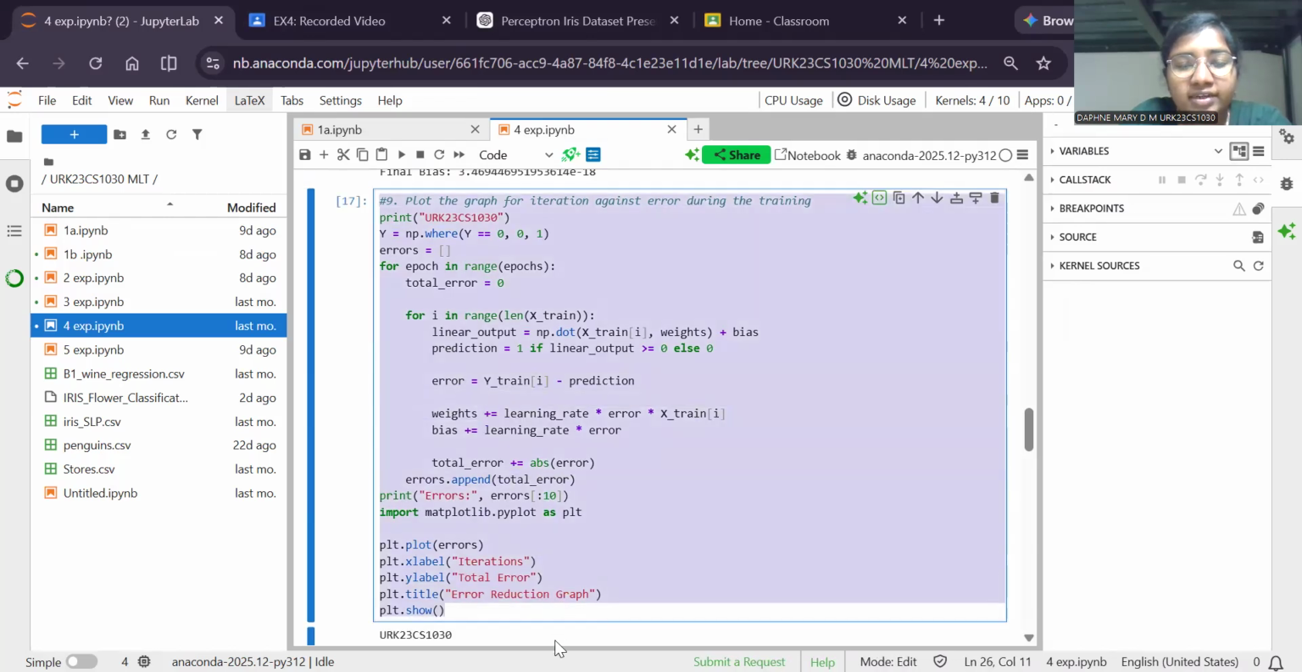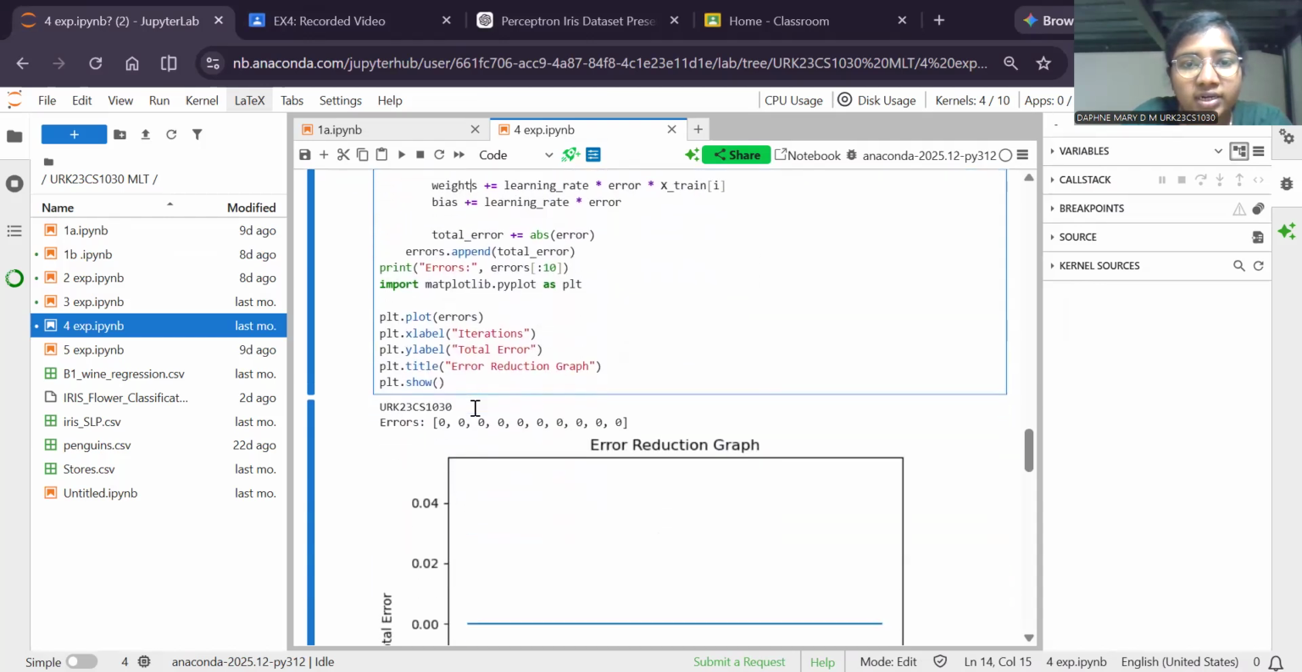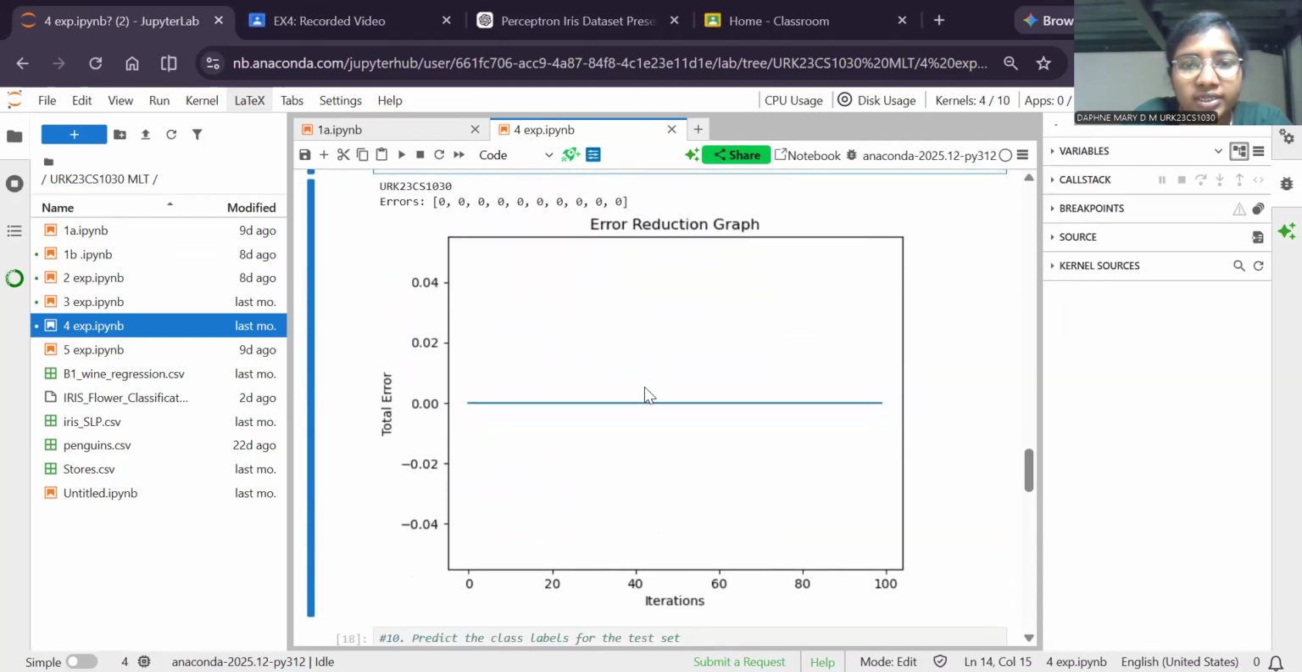And the ninth one is the error graph. We plot a graph of iteration versus error. The graph shows how the error increases or decreases over time, indicating the model is learning.